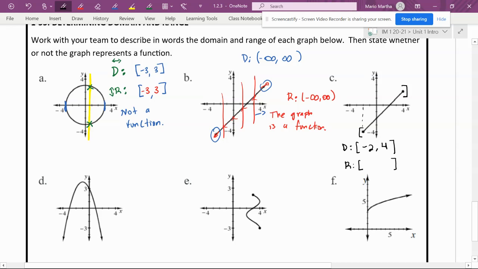So here we're going from negative 4, which is our lowest value. If you notice, it's negative 4. And then our highest value happens to be positive 2. All right. And again, this one, if you draw a vertical line, it would pass the vertical line test. So the graph is a function.